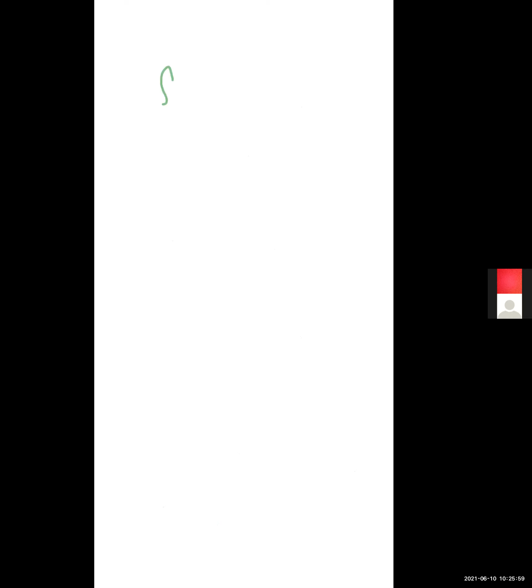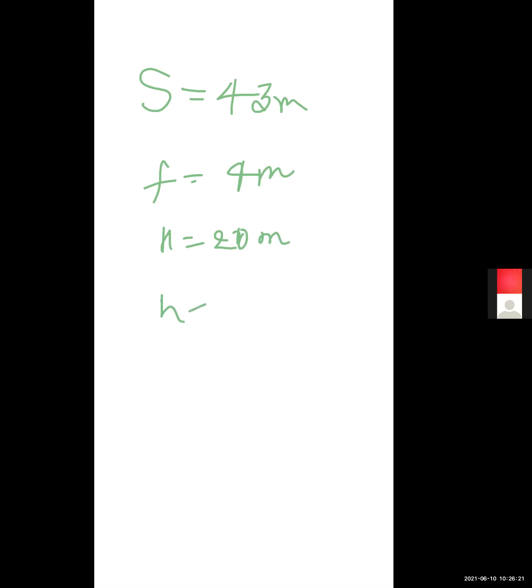Given information is a scale. The scale is 43 meter. Focal length is also given. Focal length is 4 meter, and height of a station is given as 20 meter. We have to calculate small h. What is the value? What will be the value of small h? Scale equal to f by H minus h average. H average we have to calculate.